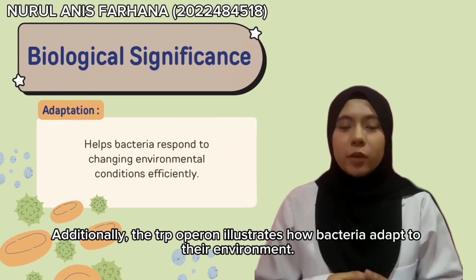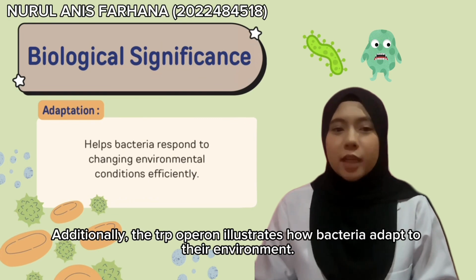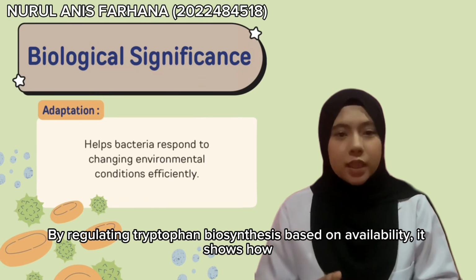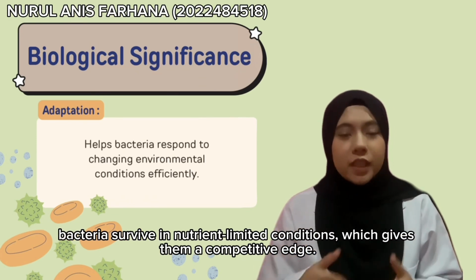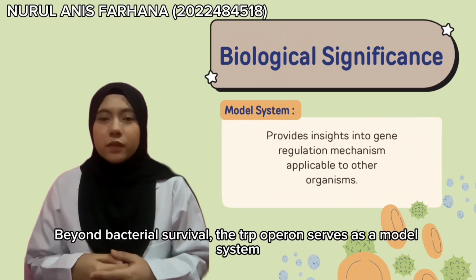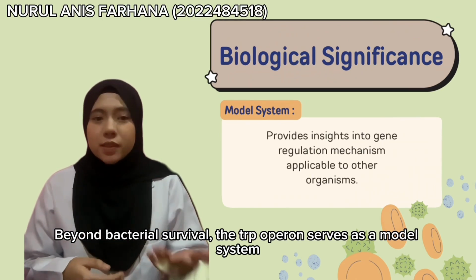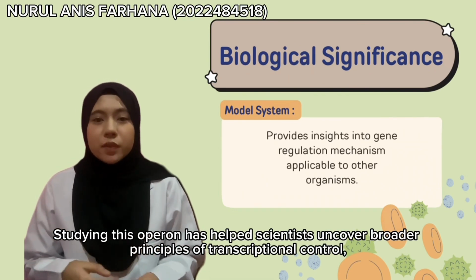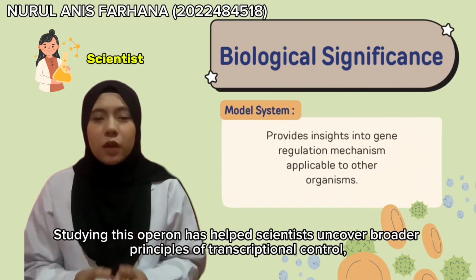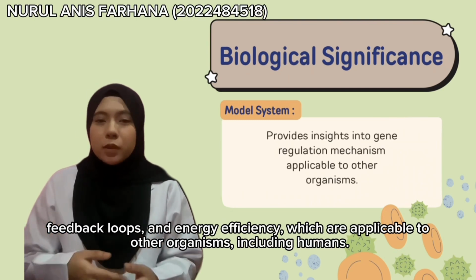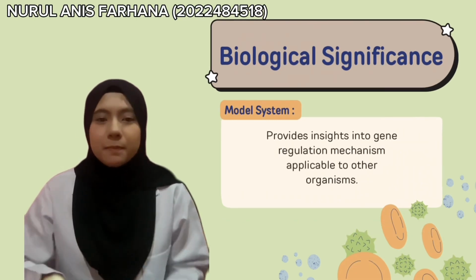Additionally, the TRP operon also illustrates how bacteria adapt to their environment. By regulating tryptophan biosynthesis based on availability, it shows how bacteria survive in nutrient-limited conditions, which gives them a competitive edge. Beyond bacterial survival, the TRP operon also serves as a model system for understanding gene regulation. Studying this operon can help scientists uncover broader principles of transcriptional control, feedback loops, and energy efficiency, which are applicable to other organisms, including humans.